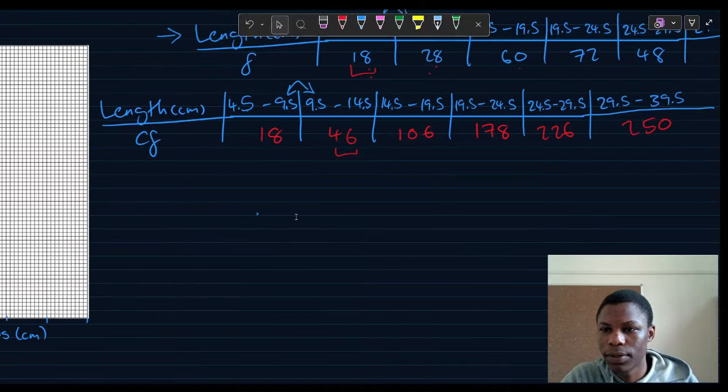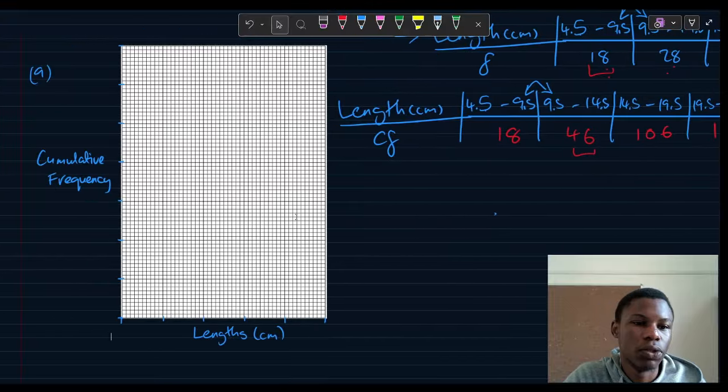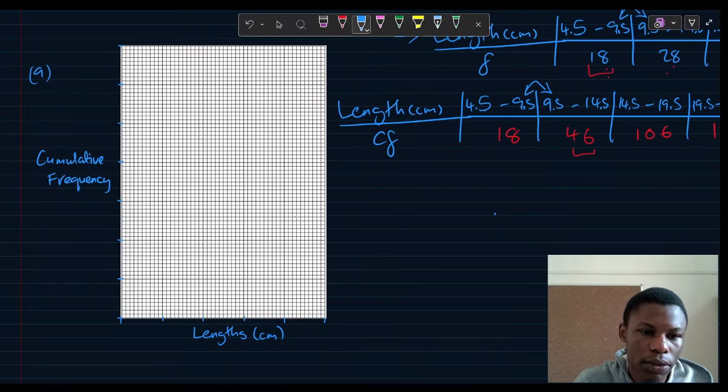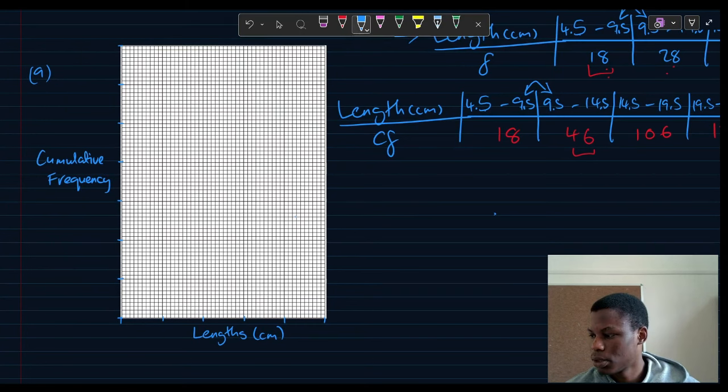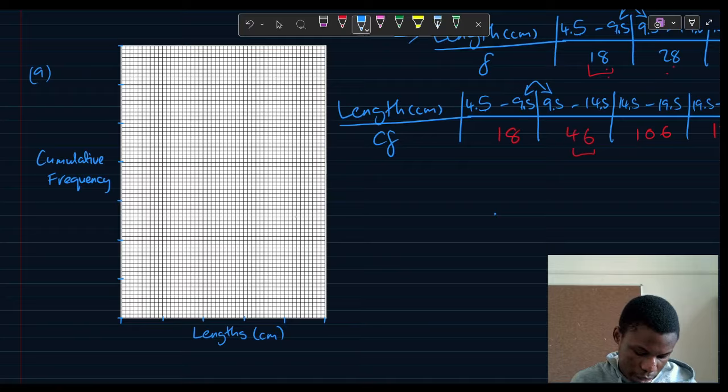My cumulative frequency is going all the way up to 250, and I've got 1, 2, 3, 4, 5, 6, 7 big boxes. So how many times does 25 go into 250? Is that 10? So that's not gonna work. What about 50? 50 goes in 5 times. That could work. I'm trying to see if there's a better scale that we could use.